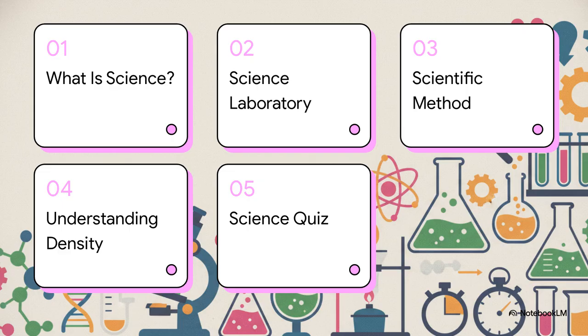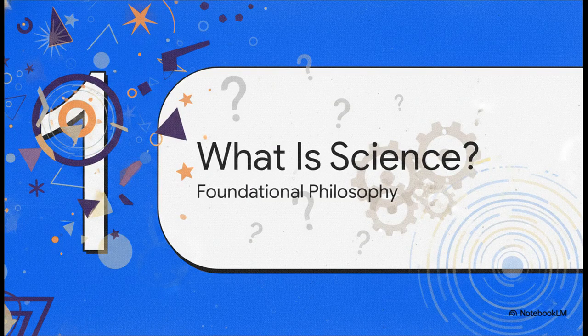Okay, so here's our roadmap for today. First, what is science? Second, your science laboratory. Third, the scientific method. Fourth, understanding density. And finally, number 5, that rapid-fire science quiz I just promised you. All right, let's jump right into section 1.